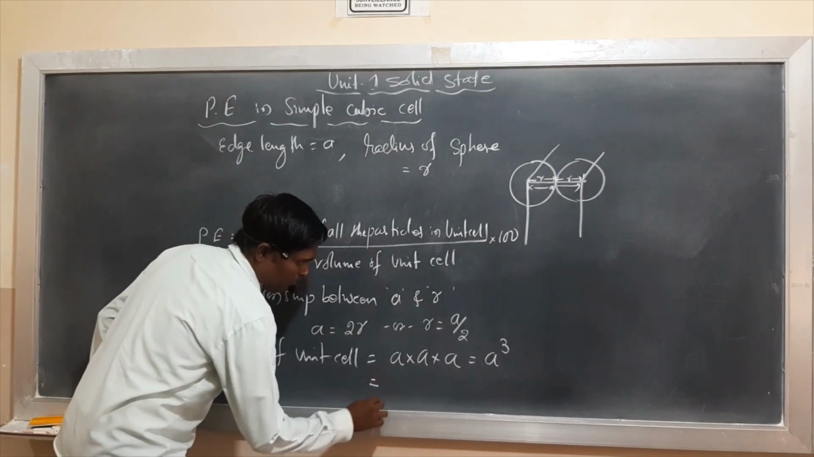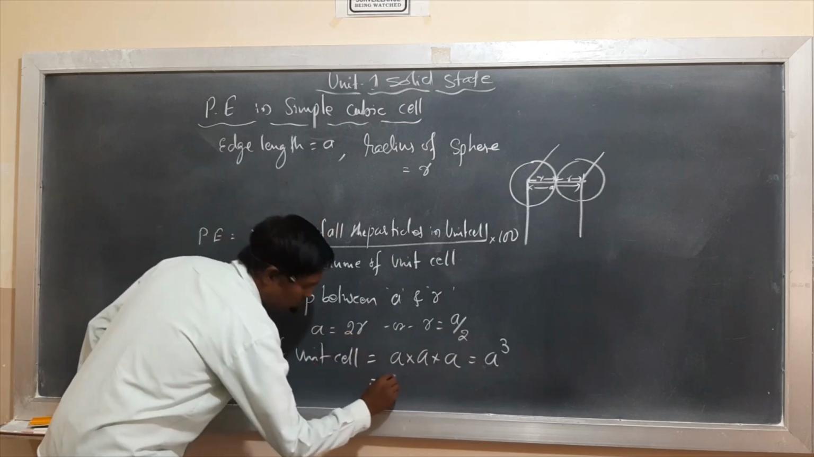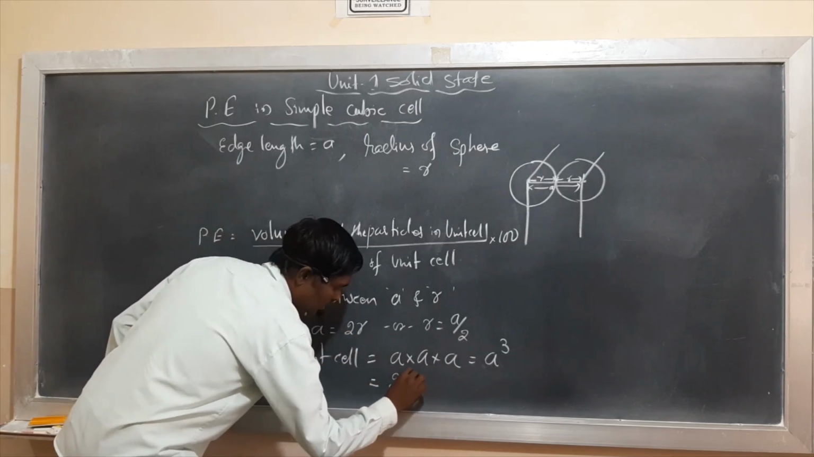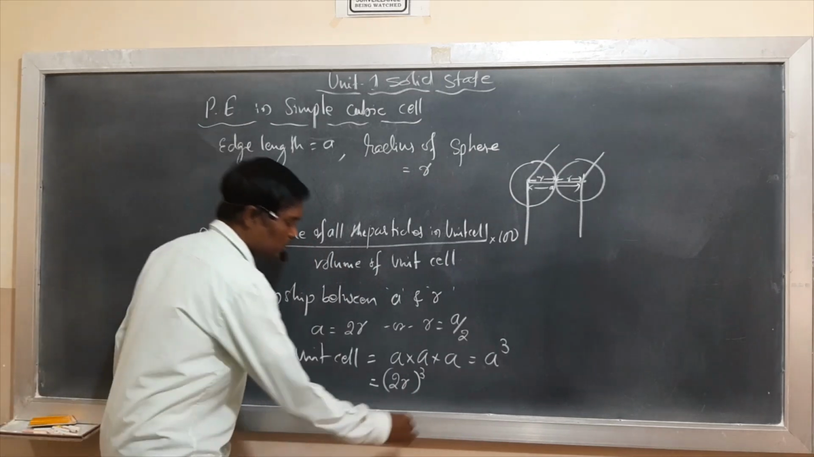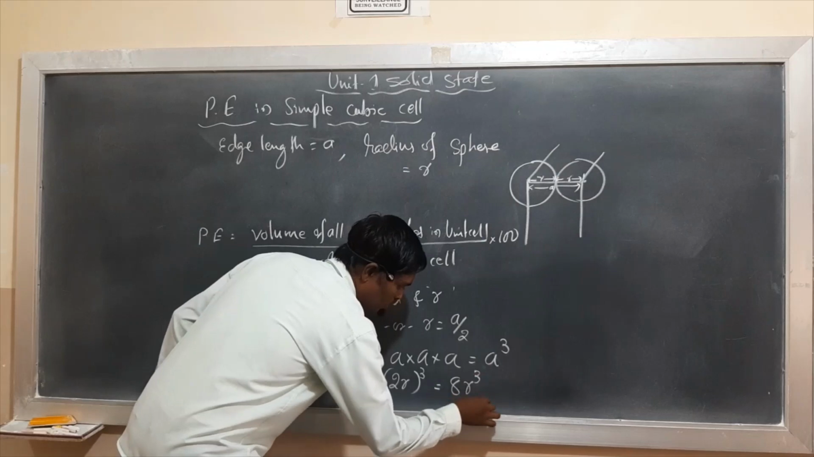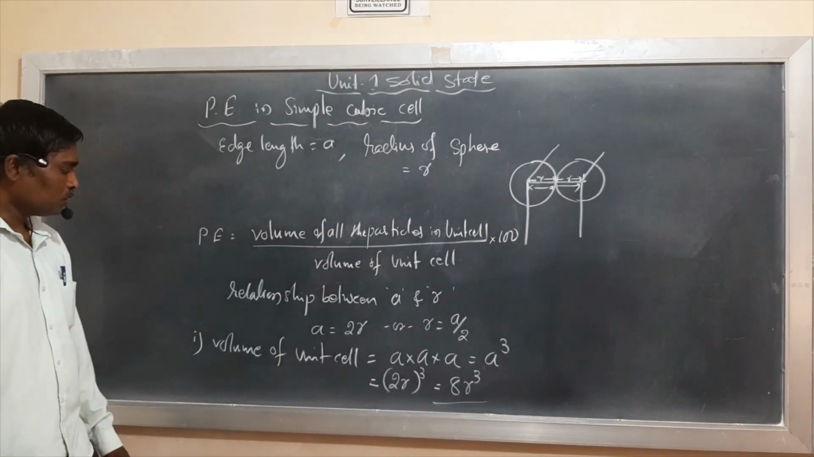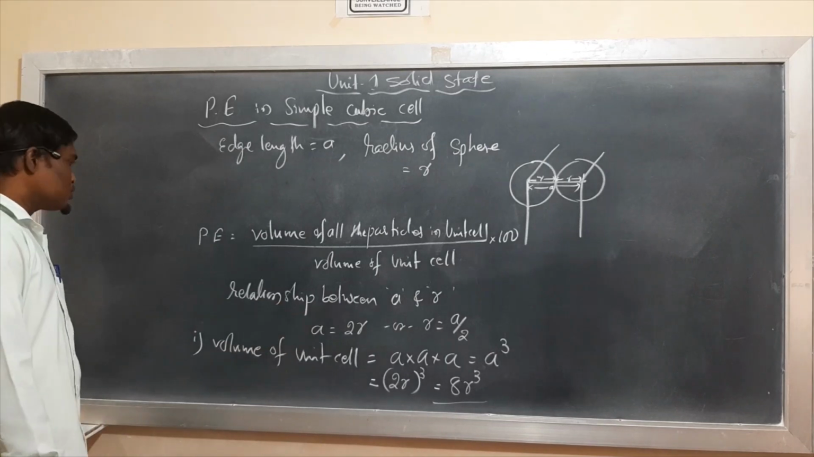Okay. For that, I will substitute a value as 2r. Therefore, (2r) whole raised to cube. So that is equal to 2 cube is 8, and this is r cube. So 8r cube is the volume of unit cell in terms of radius of a sphere.